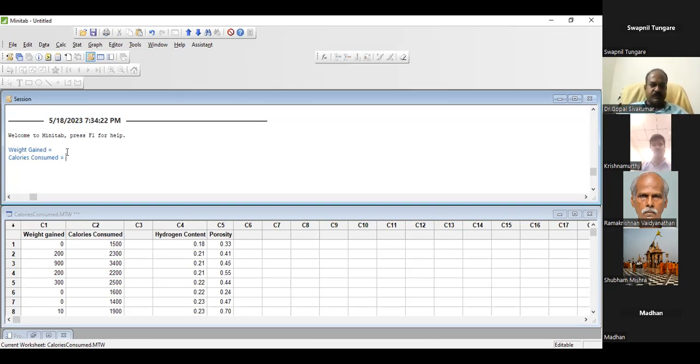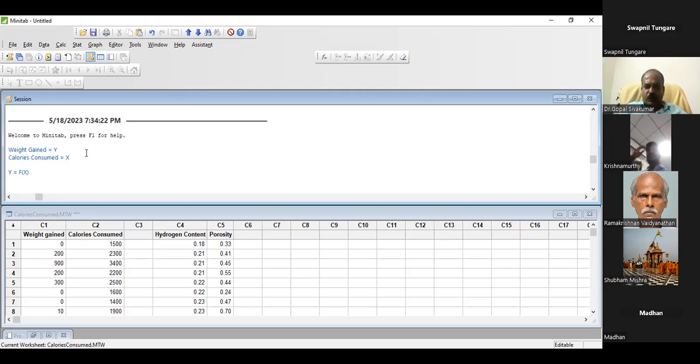Please tell me which is a Y variable here, which is an X variable here. Calories consumed will be the X variable, and weight gained is Y. Very good. You have understood the tool correctly. Y equal to f of x, right? This thinking is very, very important. Y equal to f of x.